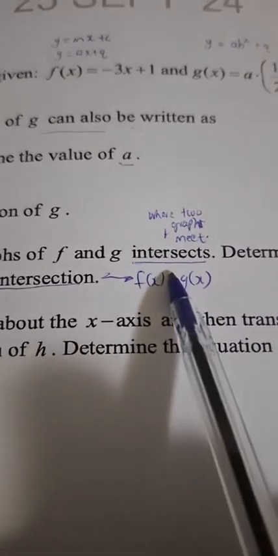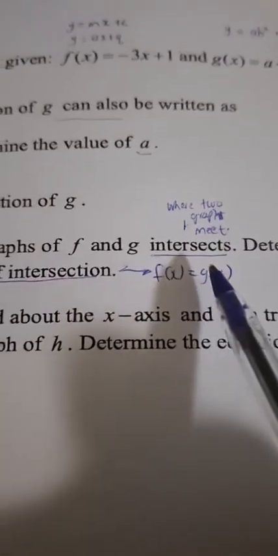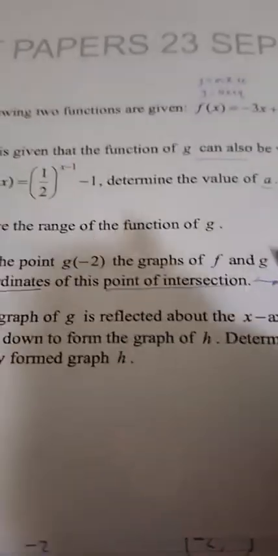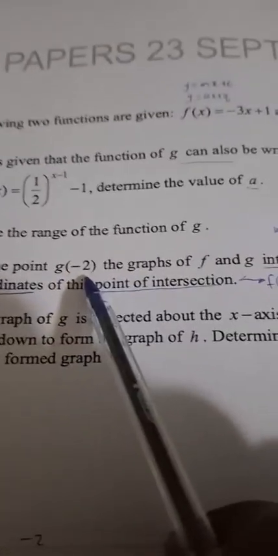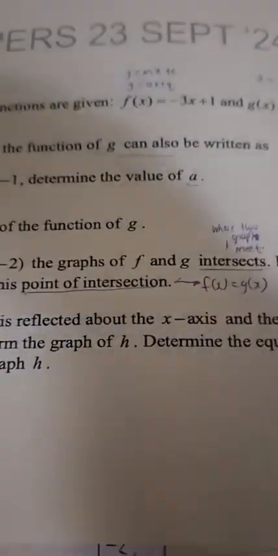Why? Because you are told, at the point g of negative 2, the graphs of f and g intersect. Determine the coordinates of this point of intersection. You are told that they intersect. It's not like they are saying check if they do. They are saying they do intersect. Whereas maybe a different question would have been: at the point g of negative 2, do the graphs of f and g intersect? That would be a question.